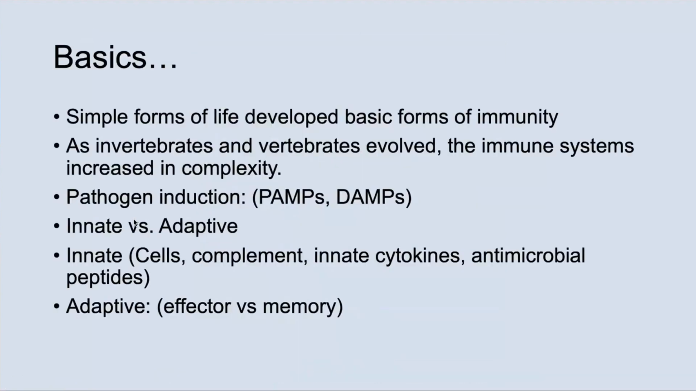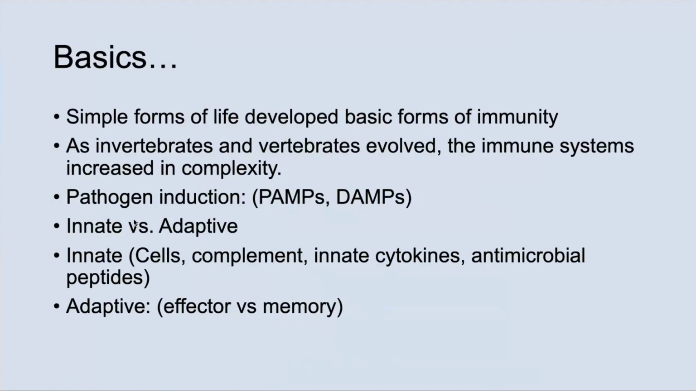So for basics, right? Simple forms of life have basic forms of immunity. So they'll have some innate cells to stop infection and inflammation. But again, as invertebrates and vertebrates evolve, you'll see that the immune system increases in complexity because there are different areas of their bodies that they have to protect. Not different from, let's say, a helminth, which is basically a tube within a tube.